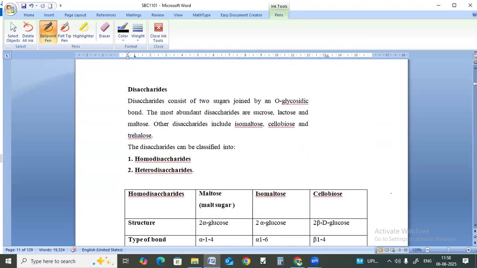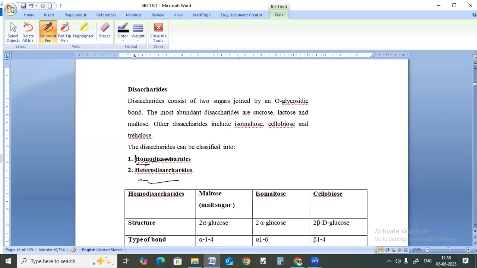Okay, coming to the disaccharides. Disaccharides consist of 2 sugars that are mainly joined by a glycosidic bond. The disaccharides are also classified into 2 types, depending upon the units that are present here. These can be classified into homodisaccharides and heterodisaccharides. Homo means similar, hetero means different. If it contains the same units, that is called a homodisaccharide. If it contains different units, that is called a heterodisaccharide.